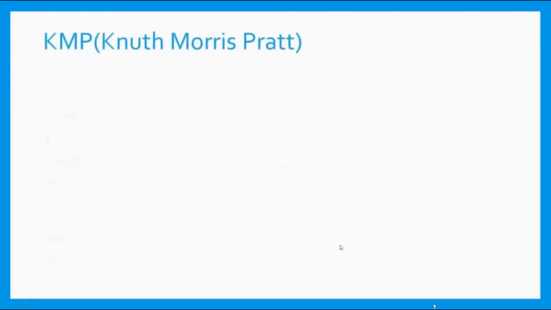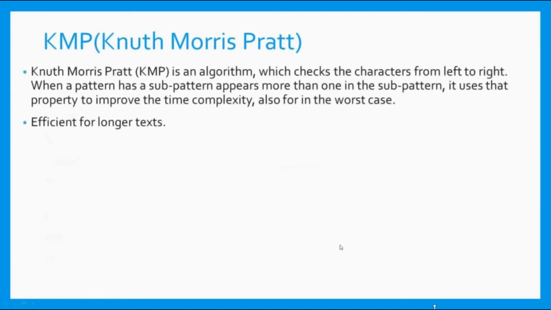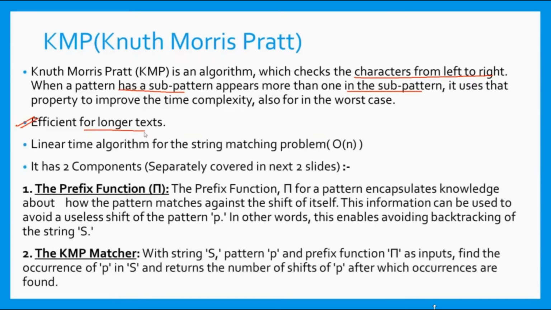To make the string matching algorithm more efficient, we use the KMP algorithm. It checks the characters from left to right. When the pattern has a pattern within the pattern, or rather a sub-pattern, we use the KMP algorithm. It is suitable even for longer text. Its time complexity comes out to be O(n). The KMP algorithm has two components. First is the prefix function, which tells how the pattern matches against shifts of itself, and second is the KMP matcher that finds occurrences of the pattern in the text.